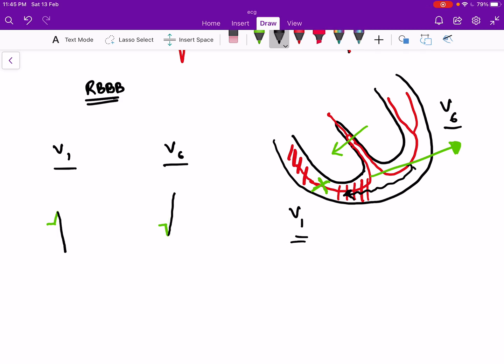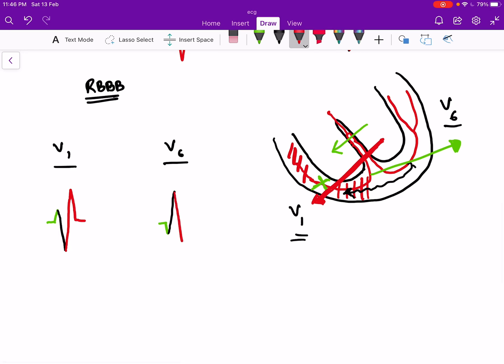But remember here, as the right ventricular muscle is depolarized by the left bundle branch, since the right bundle branch is blocked, the depolarization of the right ventricle is delayed, and this ventricular muscle as a whole continues to depolarize in a vector which faces in this direction. So again we have a third depolarization force in lead V1, which is of positive amplitude, and as it is away from V6, we have a negative waveform.